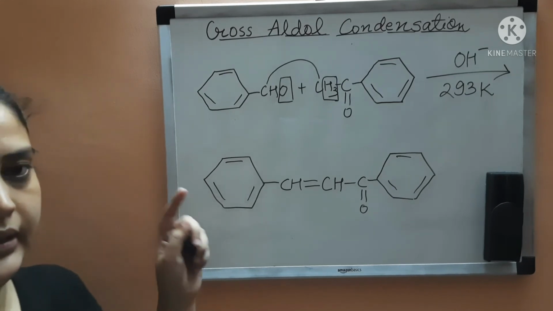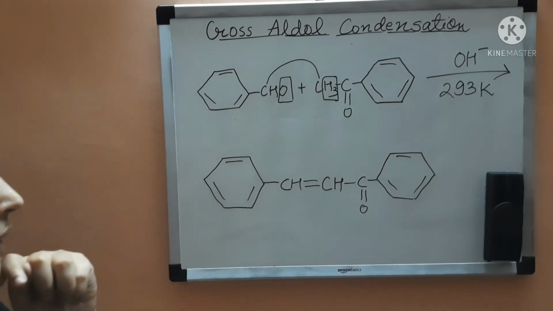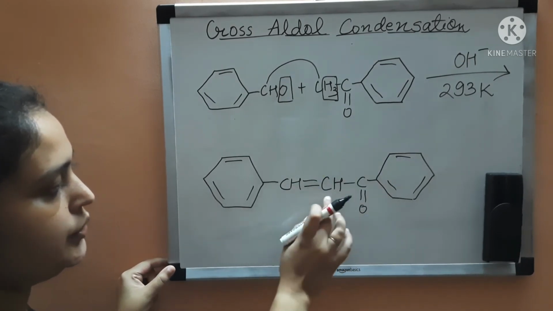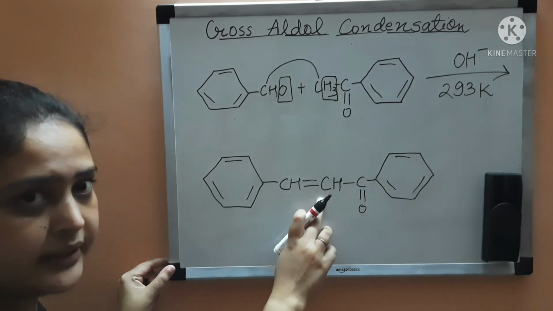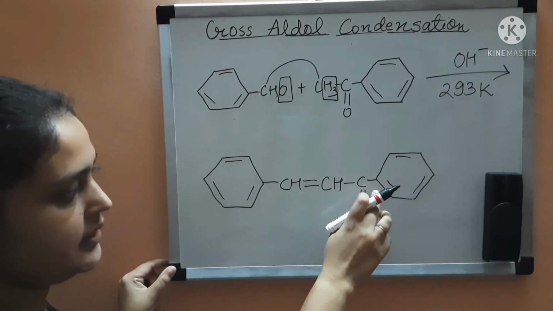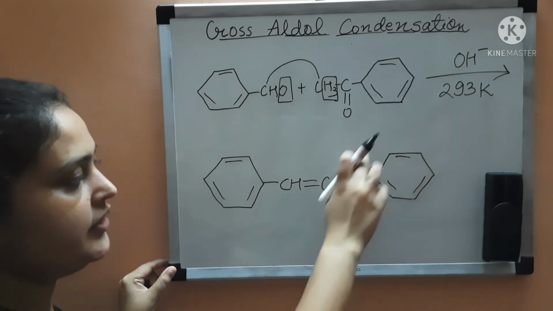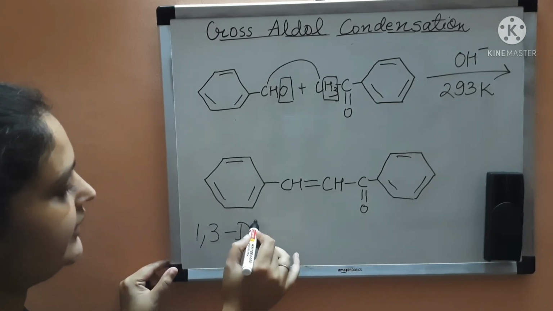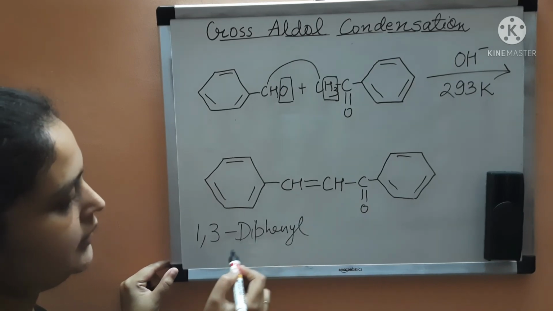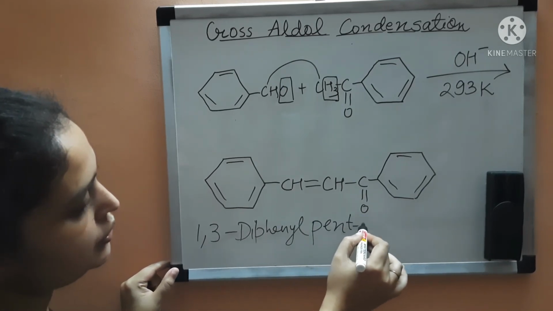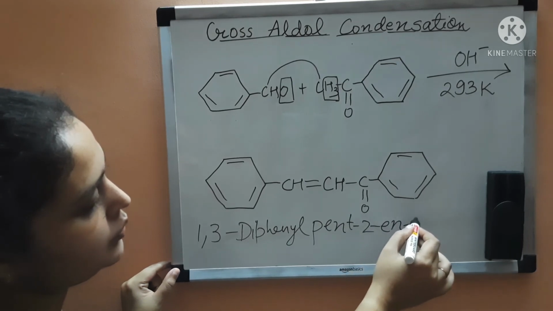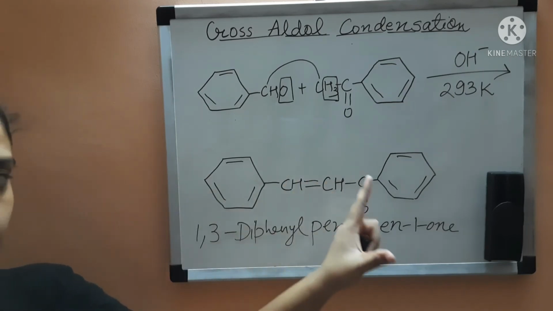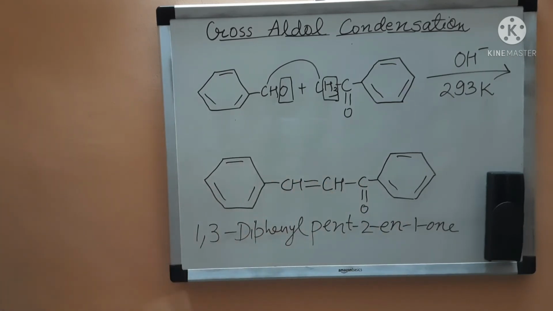It is known as benzylacetophenone, and the IUPAC name will be, because there are 3 carbon atoms, 1, 2 and 3, and at the second carbon there is a double bond, and at the first carbon there is a ketone, and a phenyl group is at the first and third positions. So the IUPAC name will be 1,3-diphenylprop-2-en-1-one. Okay, so this is the IUPAC name of the product. So in this way we form the cross-aldol products.